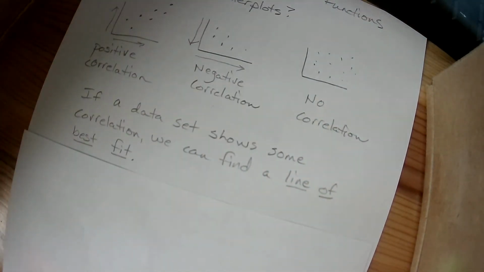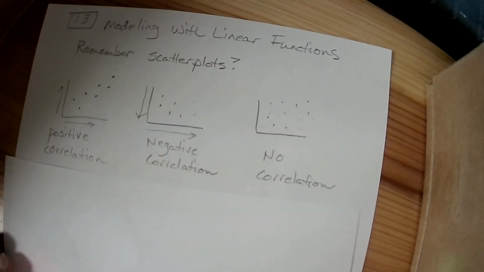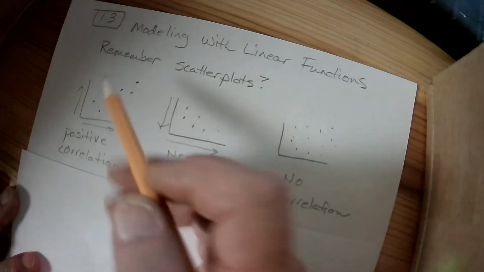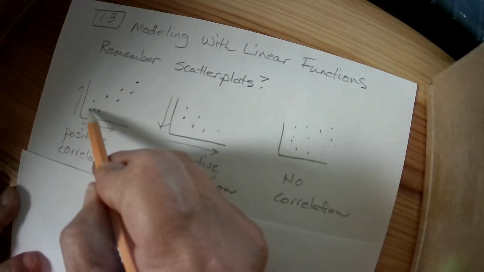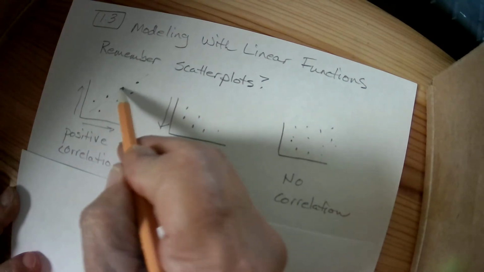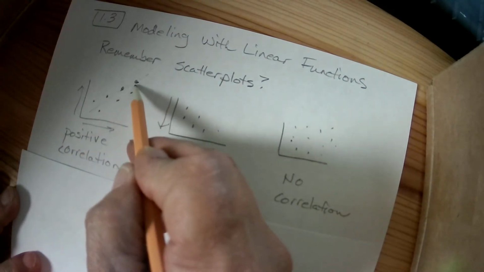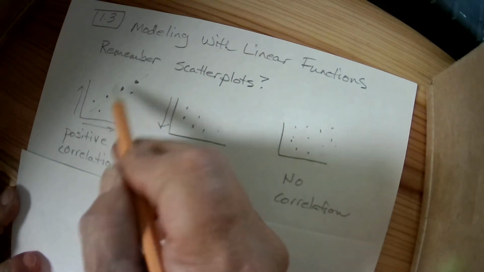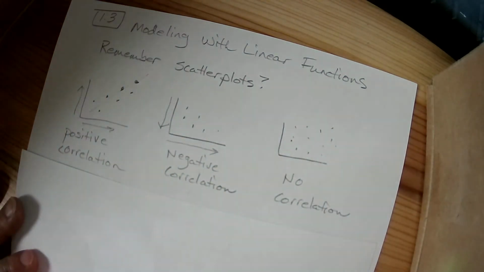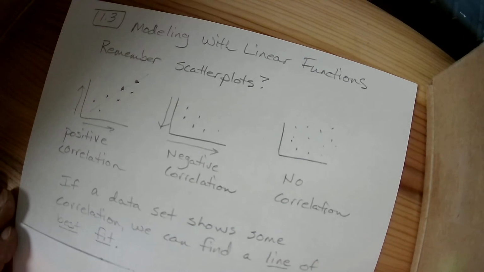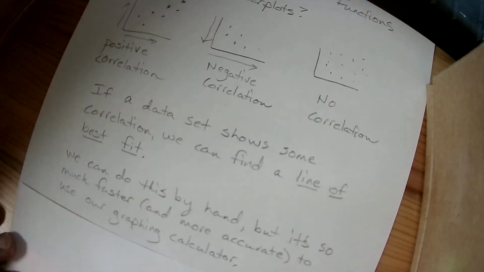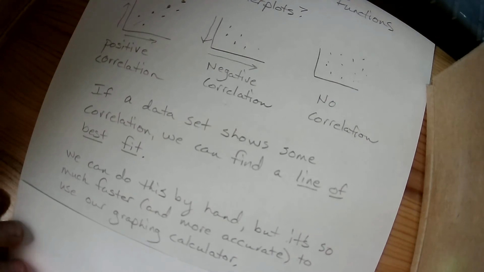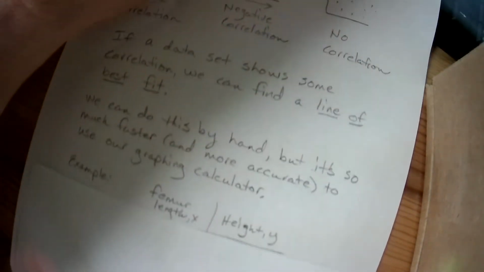So if the data set shows some kind of a correlation, we can find a line of best fit. Now, you could take a graph and do it by hand, get a straight edge, draw a line, hopefully you'll hit a couple points. You could find the slope of those lines. You could, using y equals mx plus b, find b, write the equation of the line, figure out if that's a good fit, or we could use a graphing calculator because it's so much faster and it's so much more accurate.